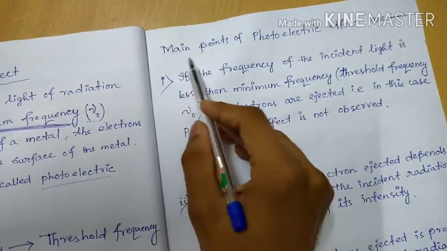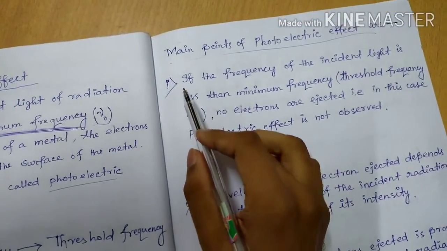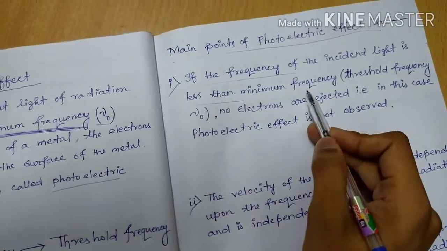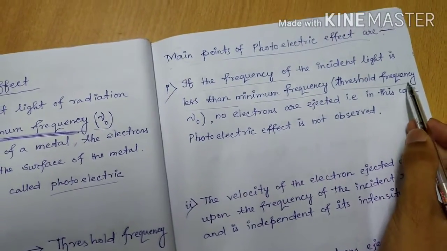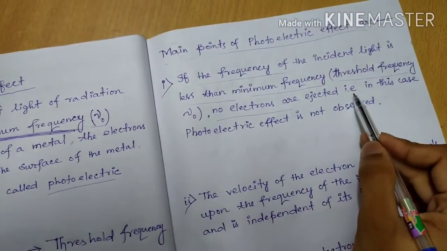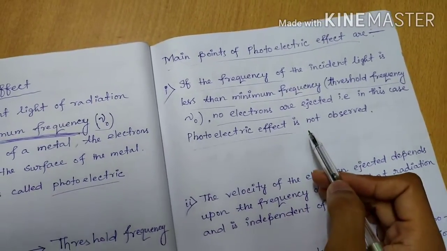Now see the main points of photoelectric effect. Number one is, if the frequency of the incident light is less than the minimum frequency, meaning the threshold frequency, as I have already told, no electrons are ejected. That is, in this case photoelectric effect is not observed.